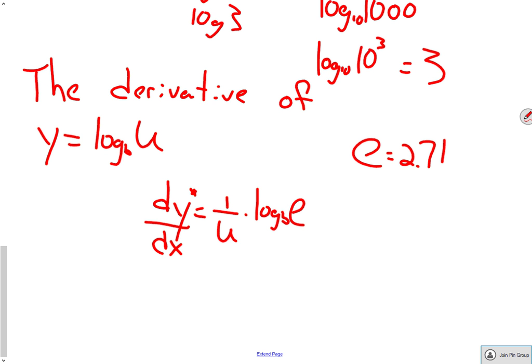It's just log E times the derivative of du dx. So whatever this is, you take the derivative of it and you times it at the end. Okay?